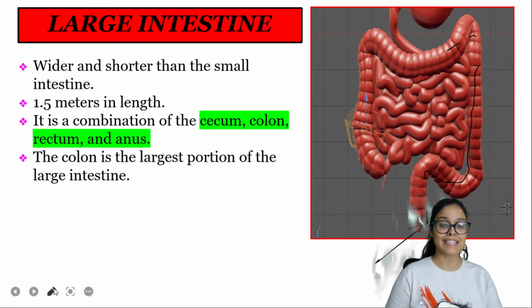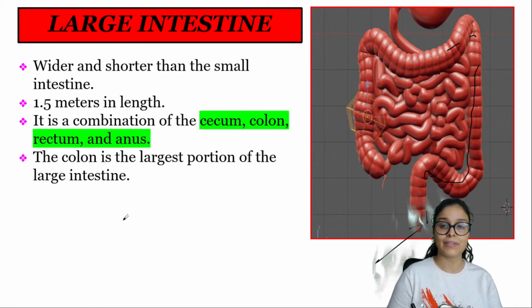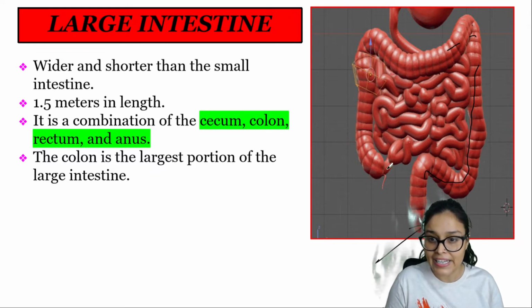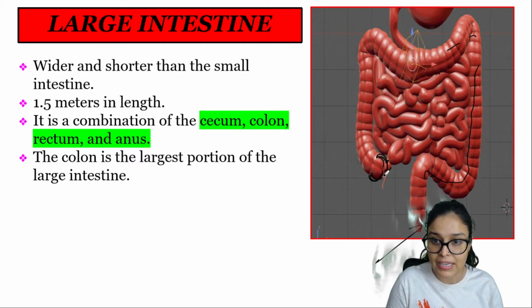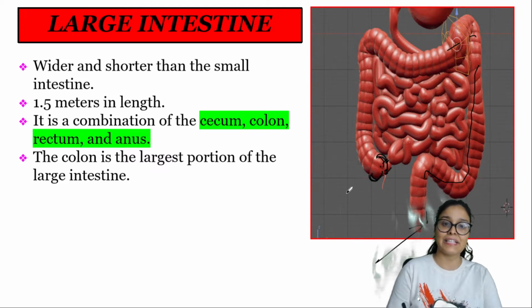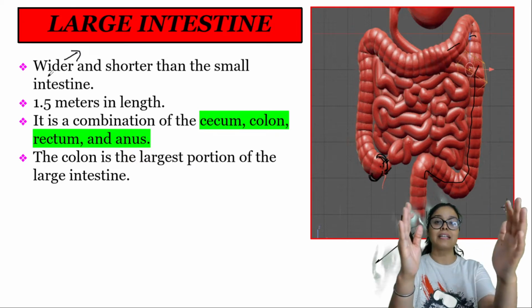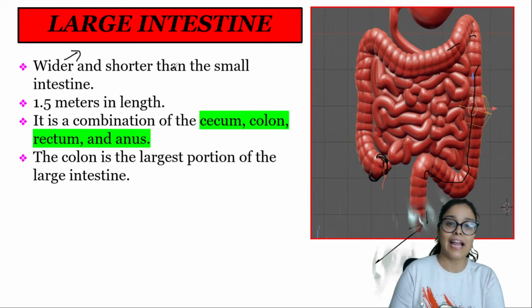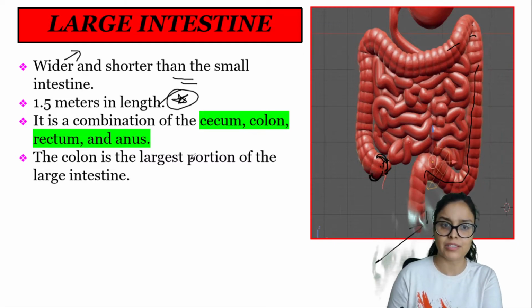After that, the small intestine will be opening into the large intestine. We can see in the diagram, this is the ileum part and this is the cecum part of the large intestine. So obviously the ileum opens into the large intestine at the cecum. This is why we call it large intestine, because it has a wider diameter. And in length it is shorter than the small intestine, only 1.5 meters.